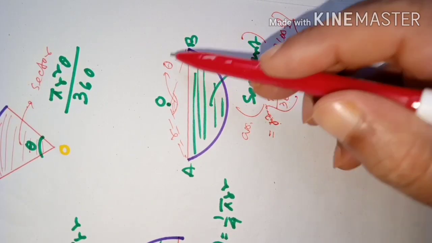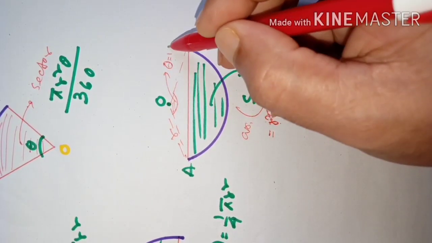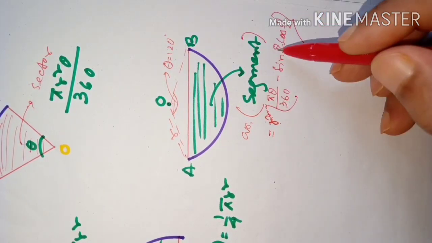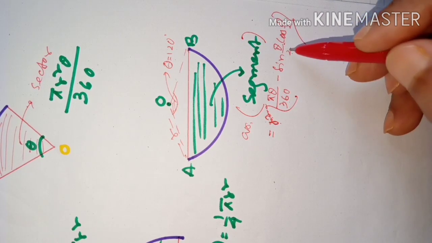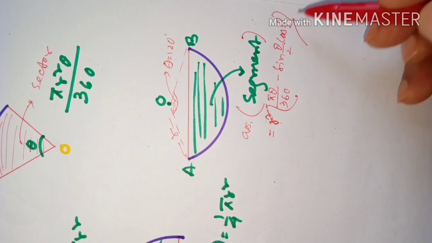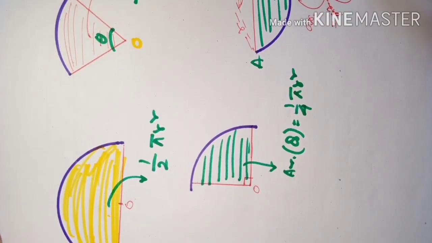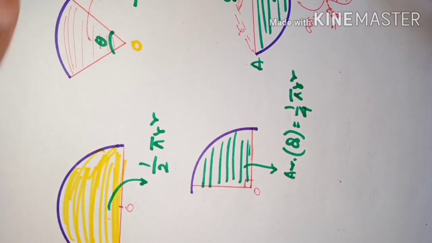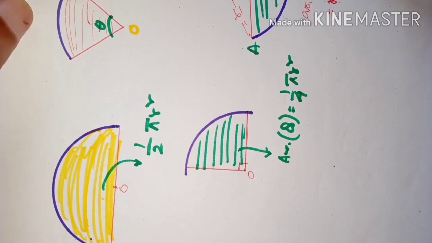Suppose theta is 120 degrees. Then here will be 120 by 2, means 60 degrees. Here will be 60 degrees, like that. Are you understanding, dear students? So these are the forms that we have got in our previous discussions.